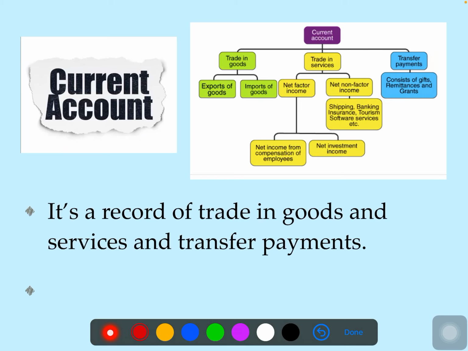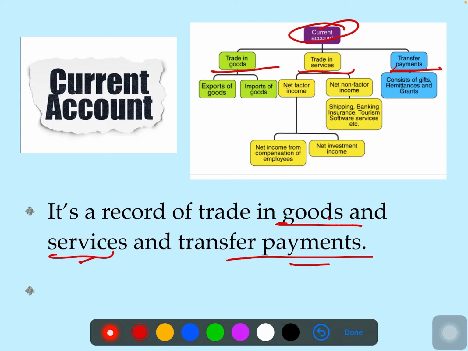The first classification is the current account. What is the current account? In the current account, we maintain a record of goods, services, and transfer payments. Now you can see the current account components: trade in goods, trade in services, and transfer payments. Trade in goods comes with exports and imports, which I'm going to talk about later in the next slide.